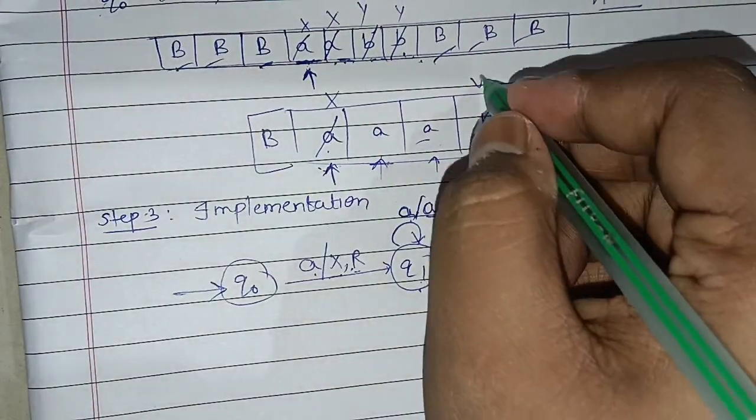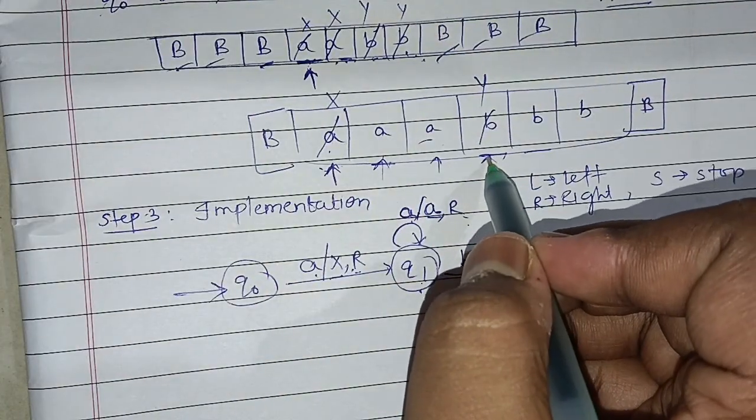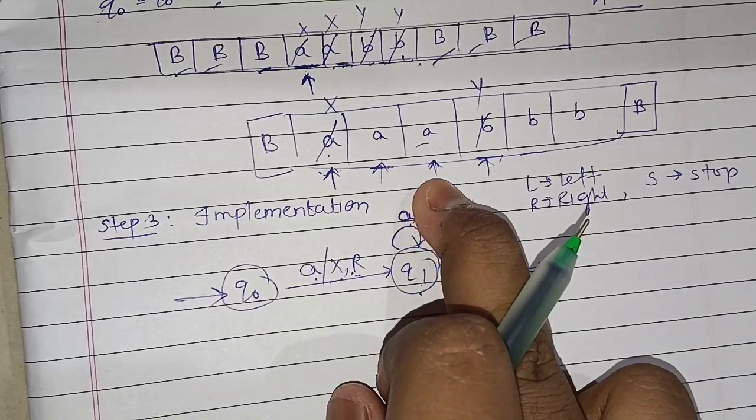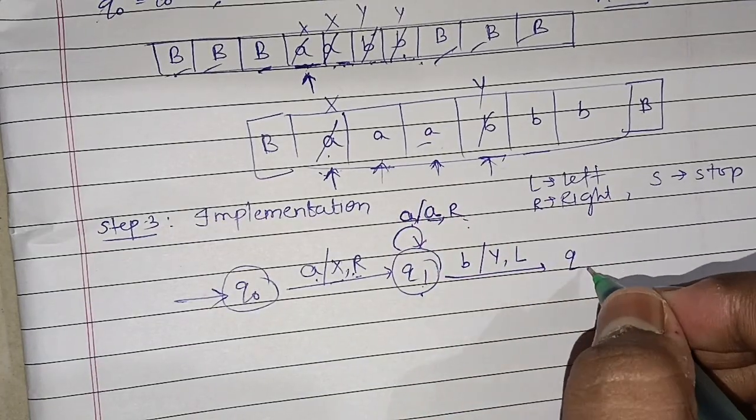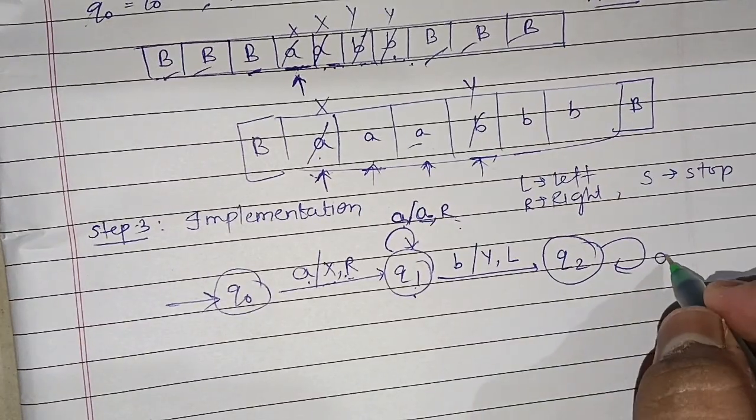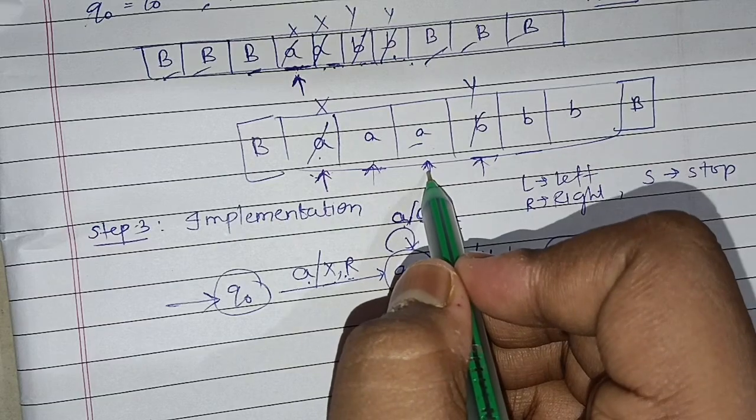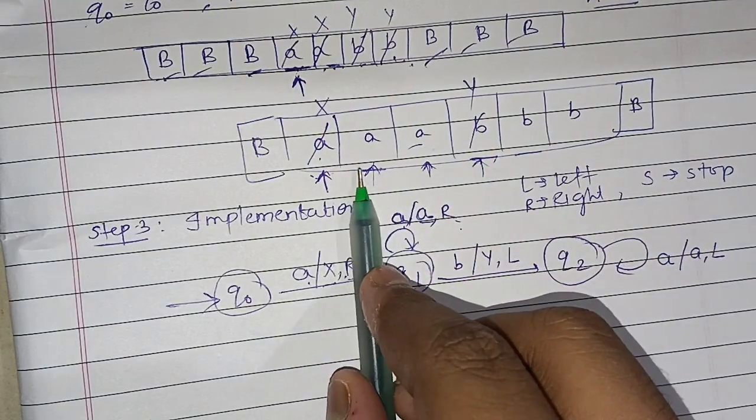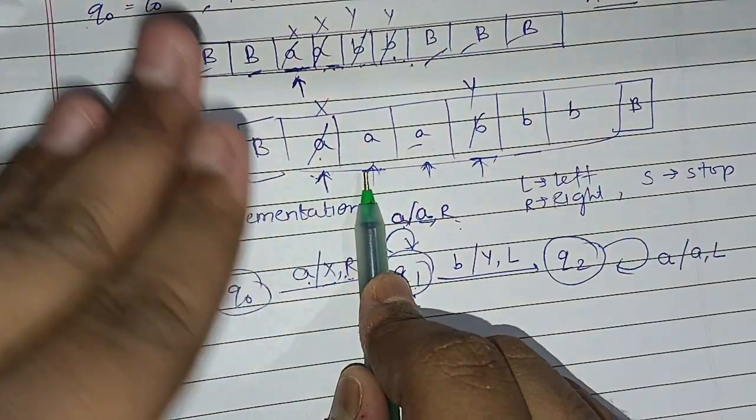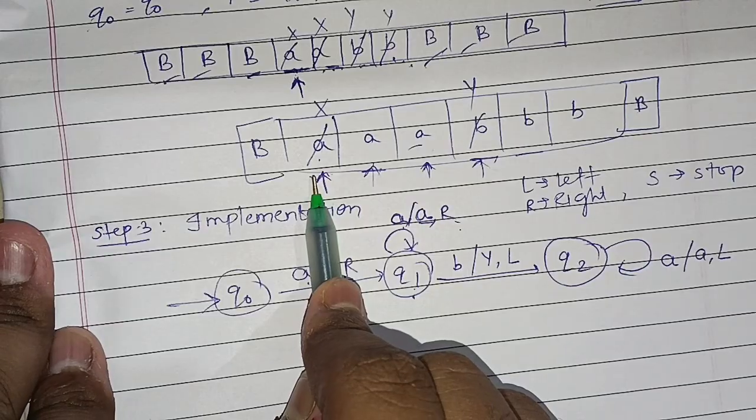Means I will say make it as y and move left. Now after making this y, it will come to the left, and it got an a. So what I will say, it is going to q2. So again, if you got an a, make it a and move left. Again this head will come here, it is getting a. So again the a, keep the a as it is and move left.